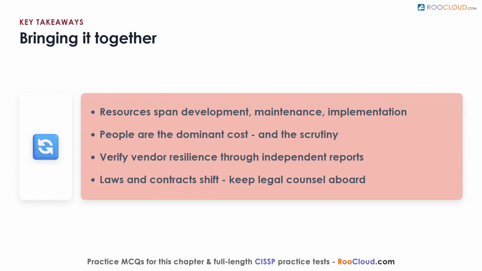So let's bring it together. A continuity effort consumes resources across development, testing, maintenance, and implementation. And in every phase, the dominant cost is your people, which is exactly what leadership scrutinizes. Your plan must look outward at external dependencies, especially technology vendors, whose own resilience you verify through independent reports rather than trust alone. And a shifting landscape of laws, regulations, and contracts shapes your obligations, so your legal counsel stays involved from start to finish. Handle the outside world well, and your plan holds up when the real test arrives.